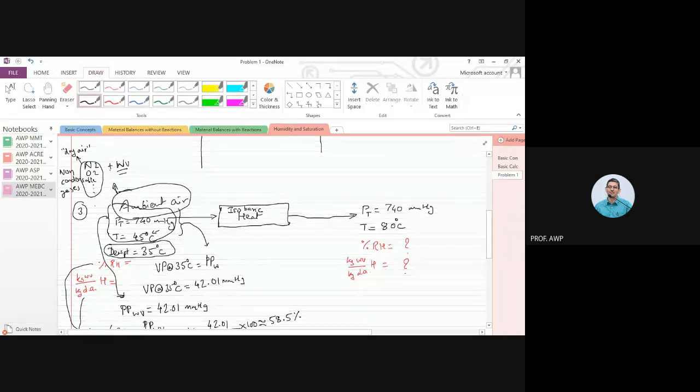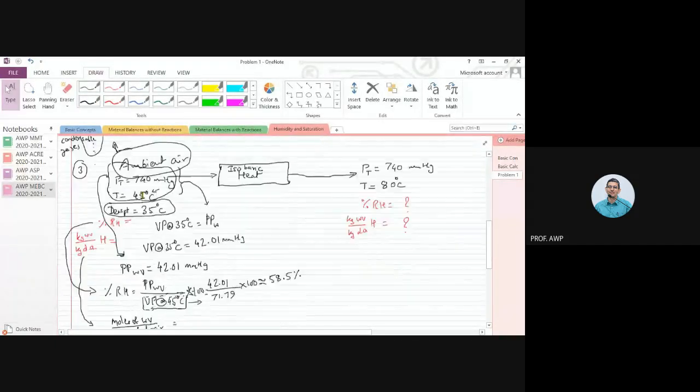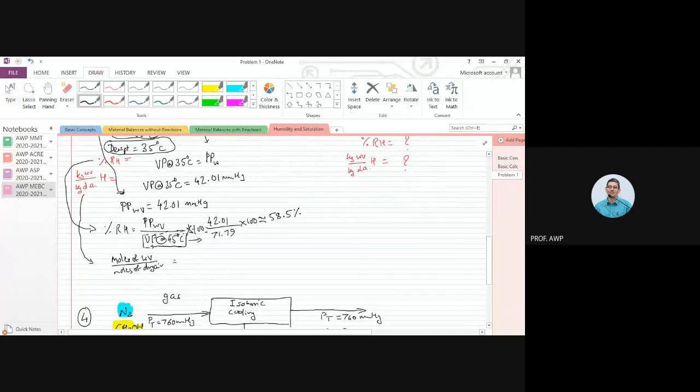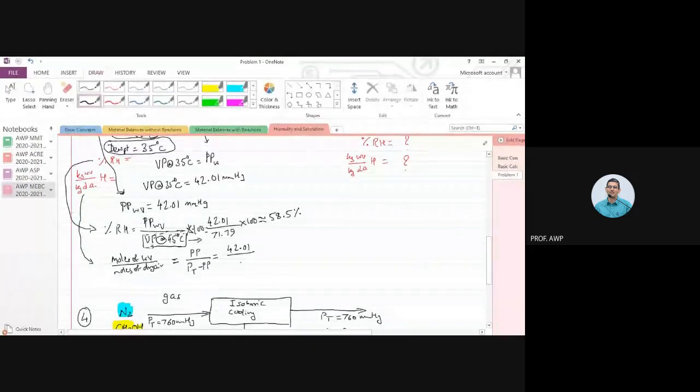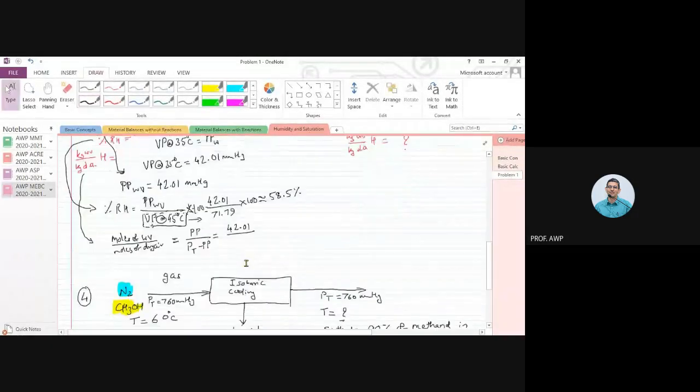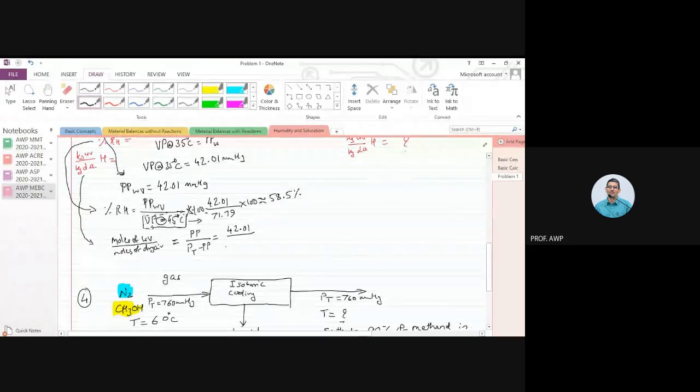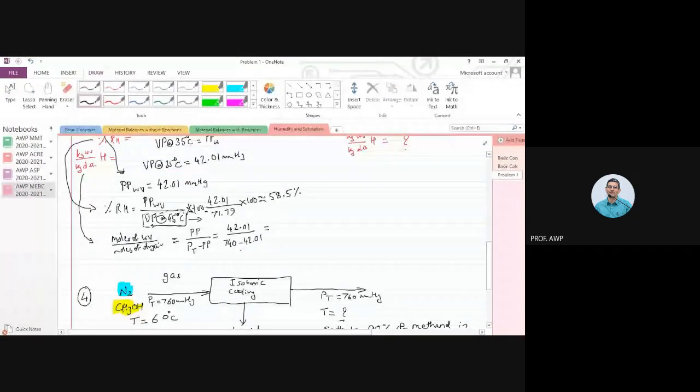Anything that is without the water vapor, we call dry air. Just like we were talking about compositions on a dry basis, meaning the moisture-free, water-vapor-free basis. Okay, so moles of water vapor per mole of dry air, we have seen this in our last class. How to calculate that? That will be partial pressure divided by total pressure minus partial pressure. So this would be 42.01 divided by 740 minus 42.01, where 740 is the total pressure. Somebody tell me this number.